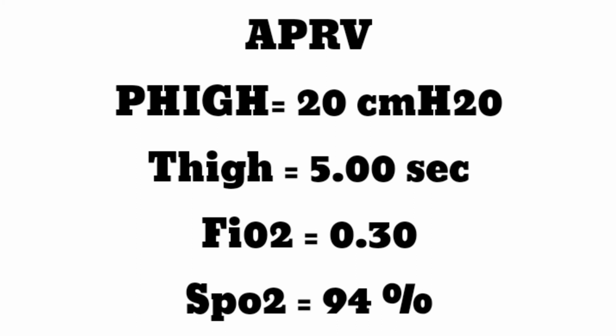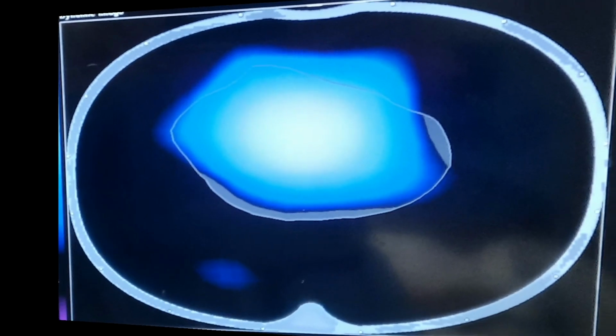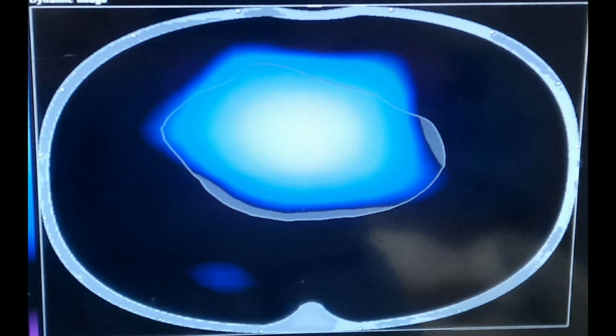Initial event settings was APRV, a P high of 20 centimeters of H2O, a T high of 5.00 seconds, an FiO2 of 0.30, and an SpO2 of 94%. So with the setting of P high equaling 20, we see that there's significant lack of distribution to the dorsal and mid-dorsal region. The ventilation seems to be centered around the mid-ventral as well as the ventral region.